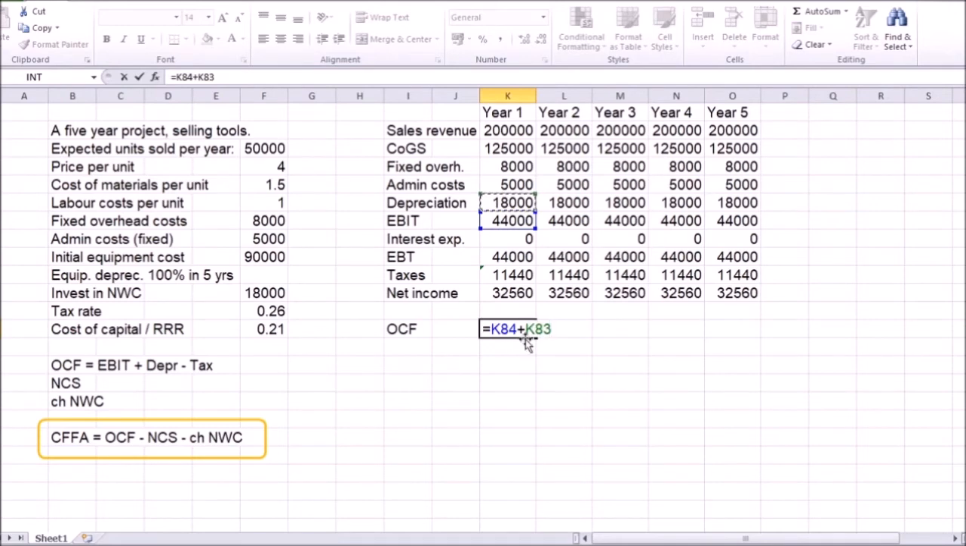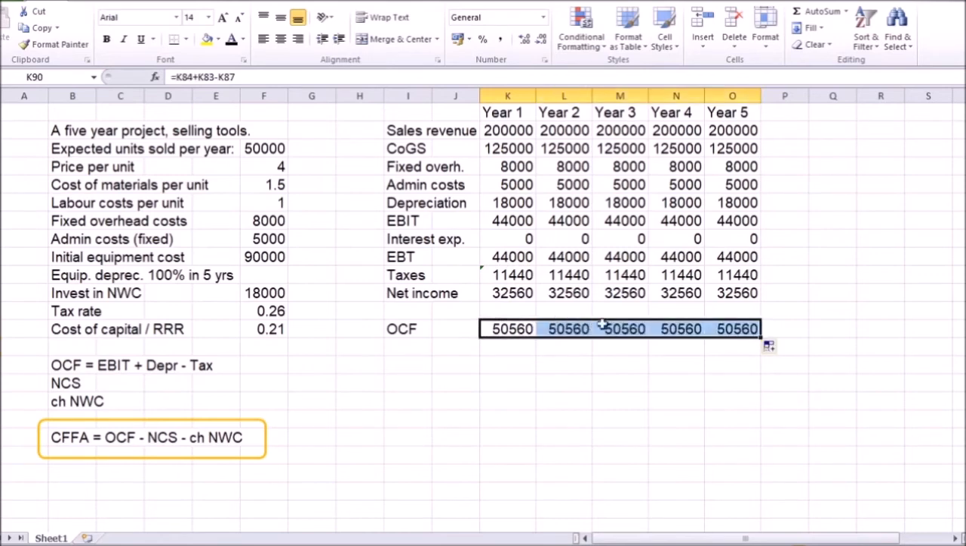We add depreciation back into EBIT because depreciation is not a real out-of-pocket cost. EBIT already includes depreciation inside it with a negative sign, so adding depreciation back with a positive sign cancels out depreciation out of our calculations. Again, that's because it's not a real out-of-pocket cost. And we still need to subtract taxes, giving us operating cash flow, which is in this example the same for each of the 5 years.